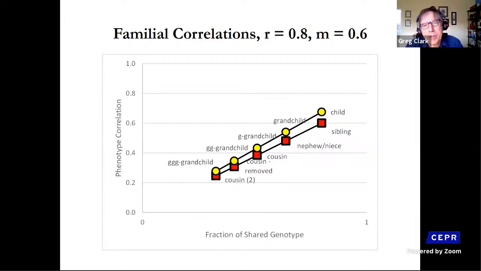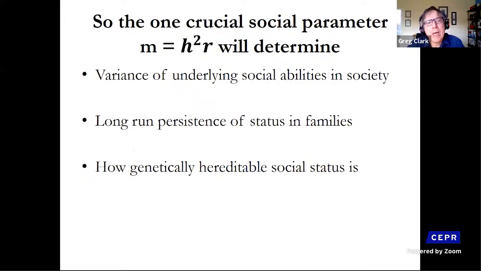And then we can portray this where we plot it with a fraction of the shared genotype, though then we have to make an assumption about what M and R are going to be. And when we do that, you'll see this kind of linear pattern that basically your correlation is just a function of how much of the genotype you share with various relatives. And you'll get this linear pattern. And as I say, the slope of those lines is going to be determined by 1 plus M over 2. And so we've got this one crucial parameter, M, which is people's genetic correlation, and that is actually going to determine the variance of underlying social abilities in a society, the long-run persistence of status in families, and even how genetically heritable social status is.